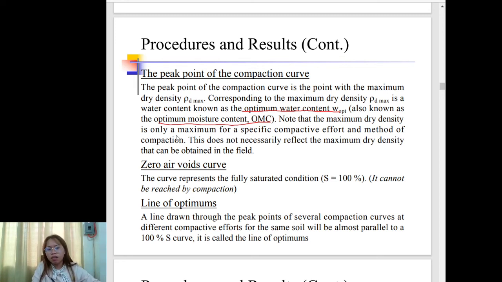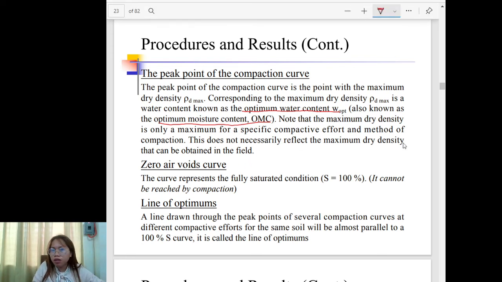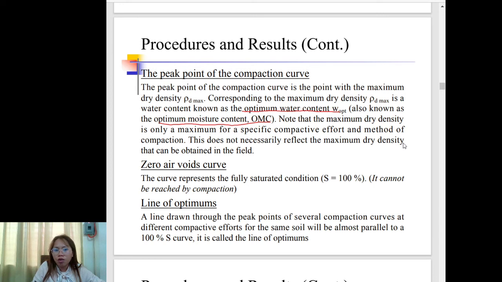So they are different, no? The standard Proctor test and the modified Proctor test. So this does not necessarily reflect the maximum dry density that can be obtained in the field. Actually, those modified compaction in the Proctor is for laboratory only. So it does not reflect the maximum dry density that can be obtained in the field. But at least we have this initial data, no? And then we can actually incorporate in the laboratory to the field.